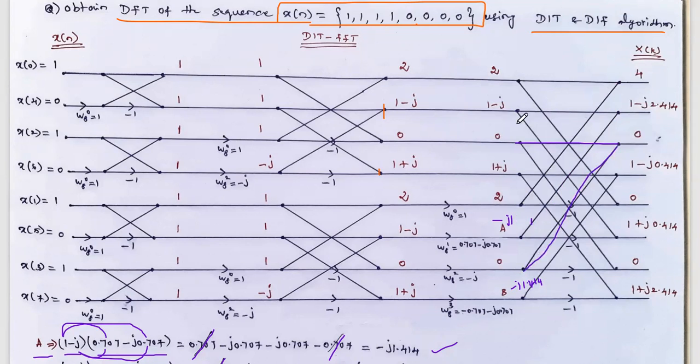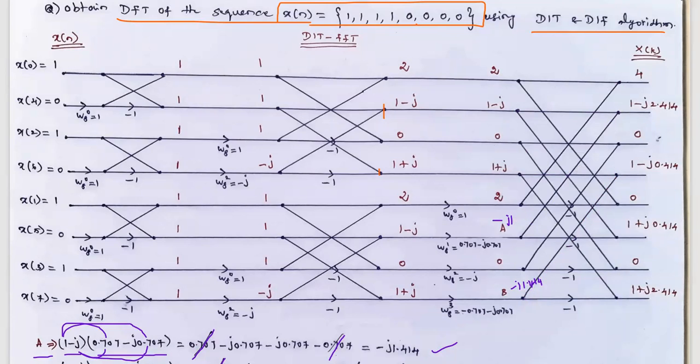This input is also 0, so 0 added with 0 is 0. Similarly, in the fourth line, you see this is 1 plus j and here minus j 1.414. So 1 plus j added with minus j 1.414: the real part is 1, and the imaginary part is plus j1 and minus j 1.414. If you subtract, you get 1 minus j 0.414. So the fourth output is calculated.